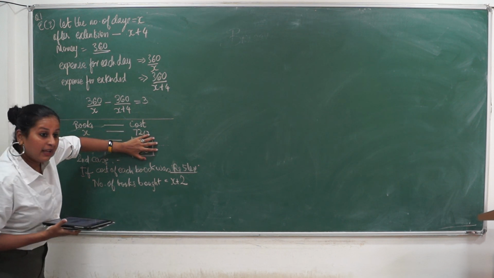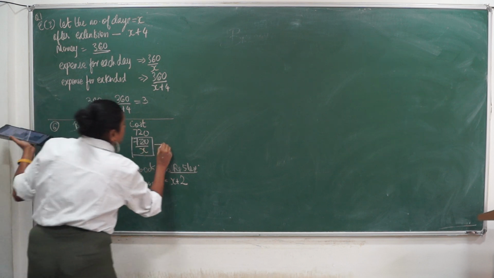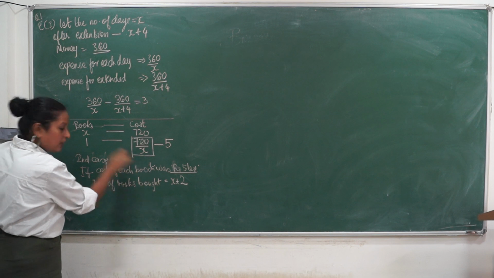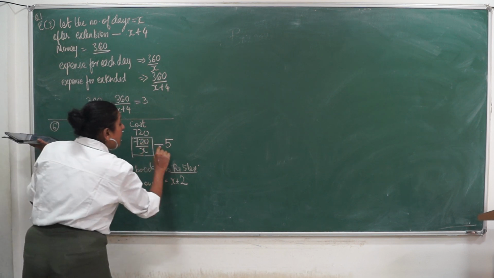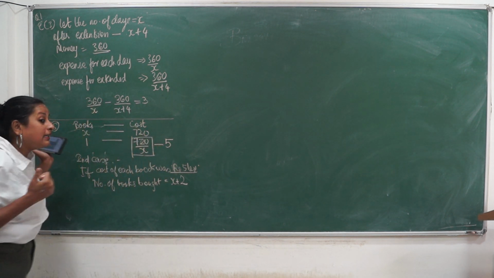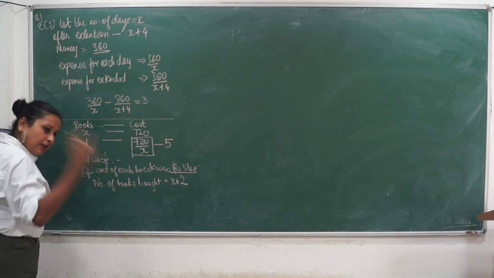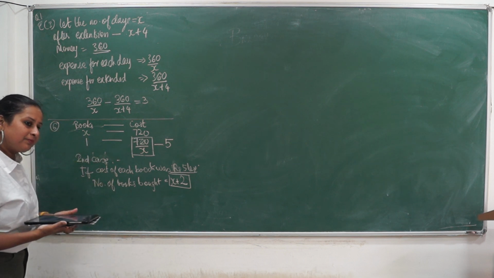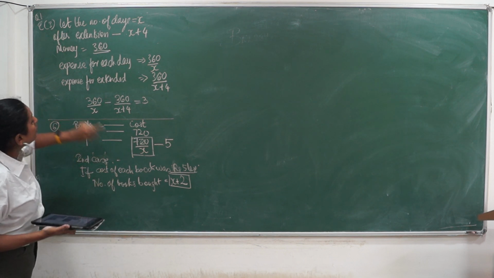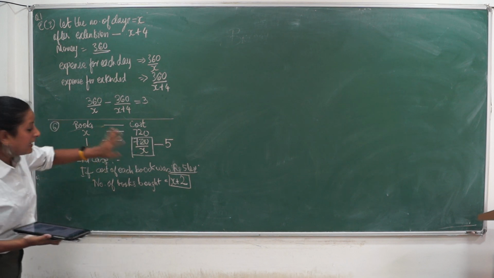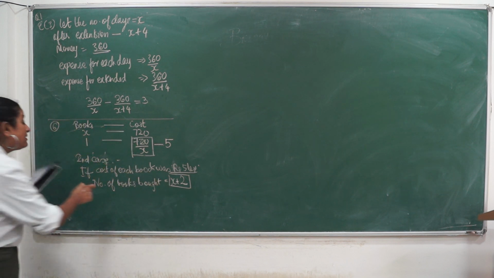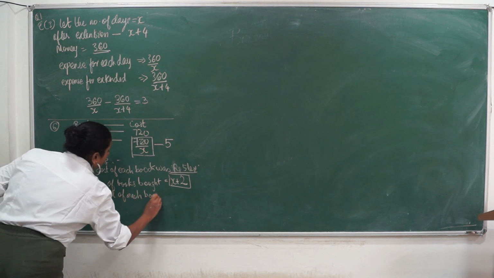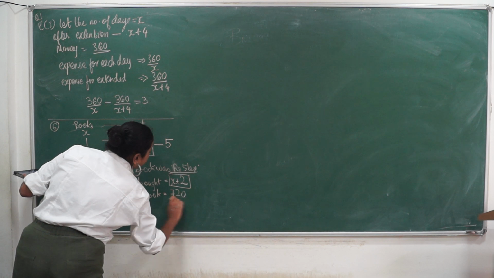If we take 5 rupees off this cost per book, this is the cost of each book, right? Cost of one book is this. If we do minus 5 on it, how many books could we buy? We could buy 2 extra books. So if we buy x plus 2 books, what is the cost of each book? If we buy x books, the cost of each book is 720 by x. If we buy x plus 2 books, what is the cost of each book? 720 upon x plus 2.